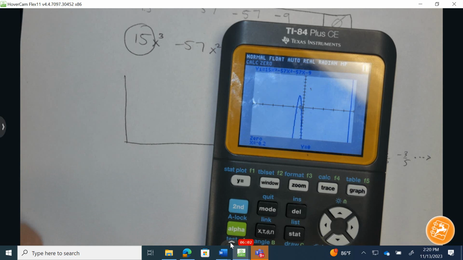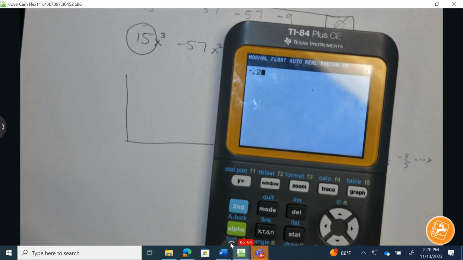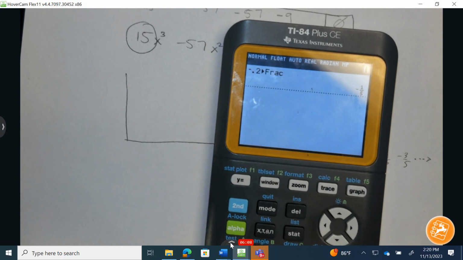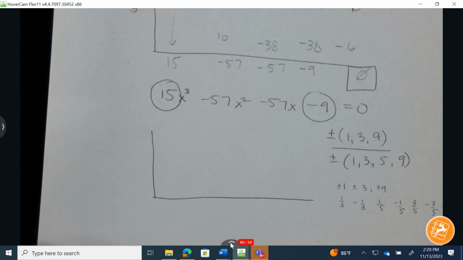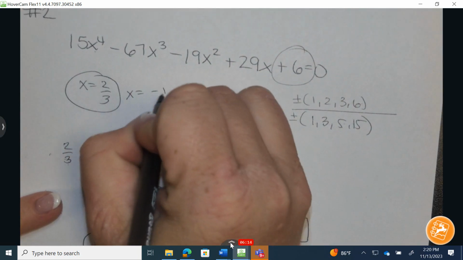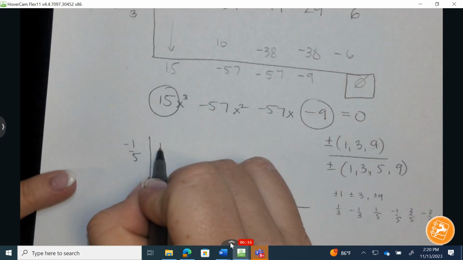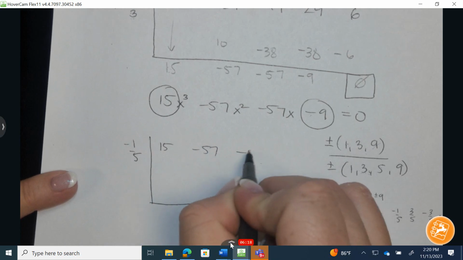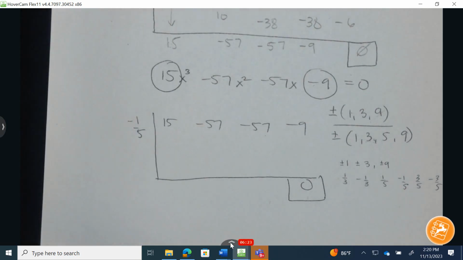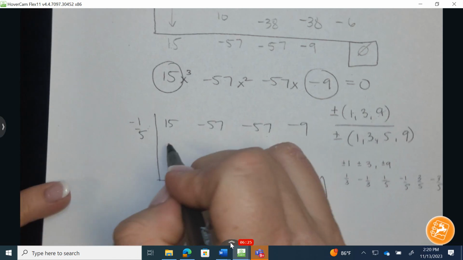So -0.2. So -0.2, if you don't know what that is as a fraction, we're going to go up to math, press enter, enter. We can see it's the same as -1/5. So off the side, I'm writing -1/5. I know that's going to be another rational root. And now I have 15, -57, -57, and -9. I know it's going to produce 0. I already can see that it is an x-intercept.